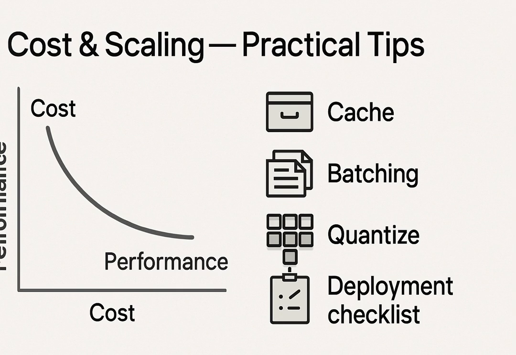Deployment: choose a model provider or host an open model if you have infra. Measure latency, throughput, and cost per request before committing. Simple rule: prototype cheaply, monitor costs, then optimize where it matters most.